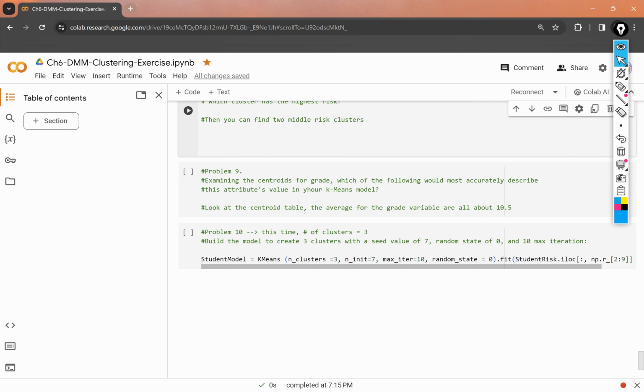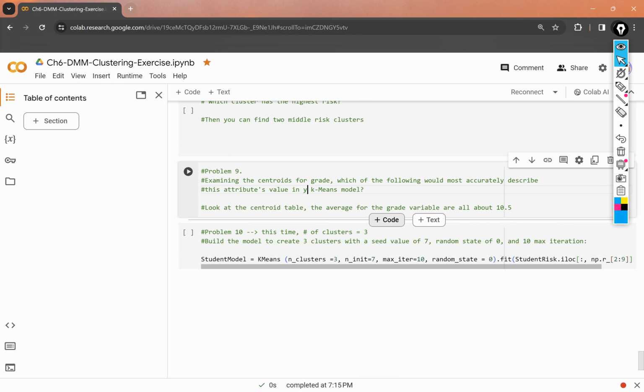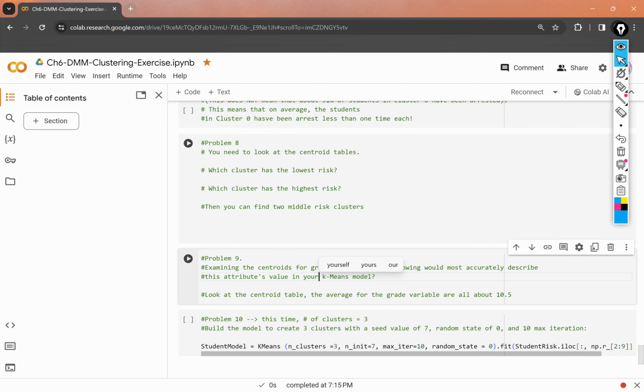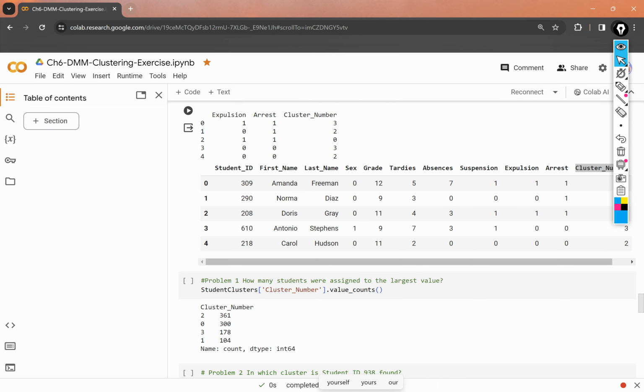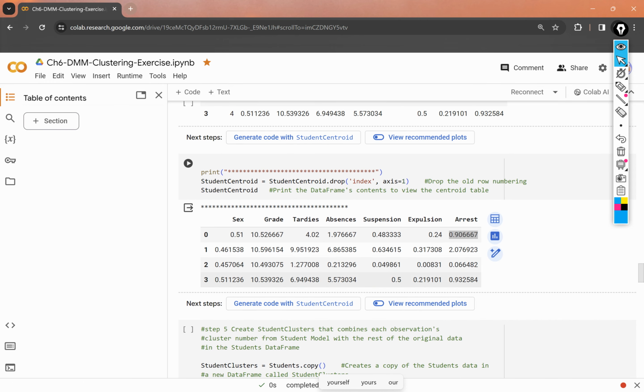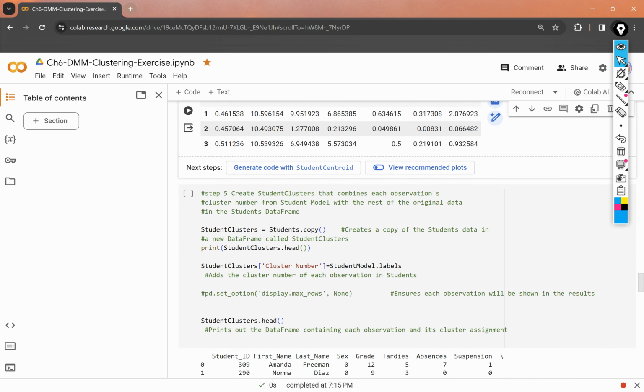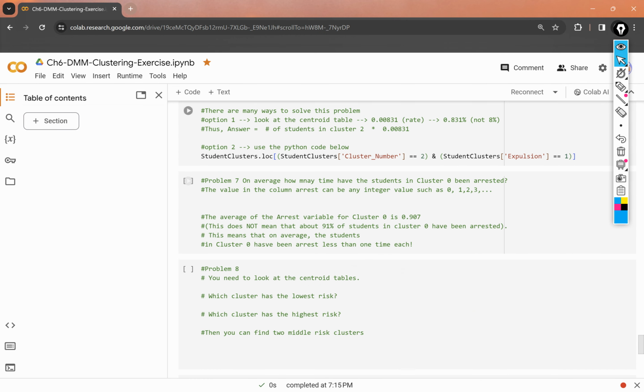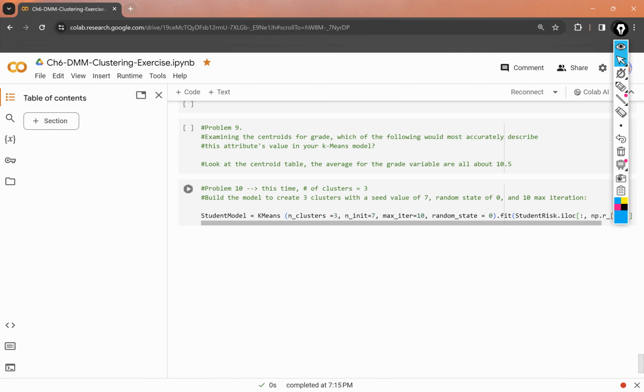Okay, problem number 9. Examining the centroid for the grade, which of the following would most accurately describe this attribute's value in your K-means model? So let's take a look at the centroid table and then look at the grade. This is the centroid table, and when you look at the grade column, you can answer problem number 9.